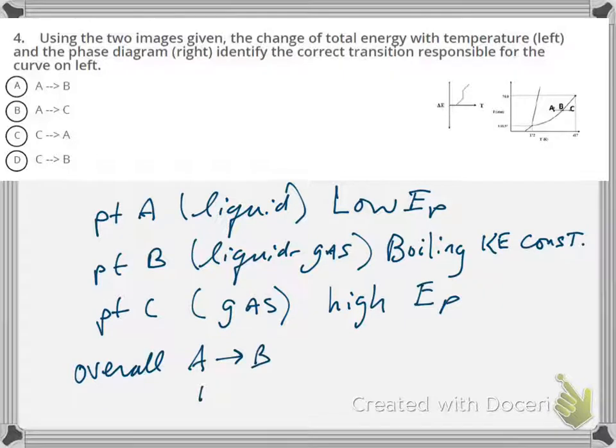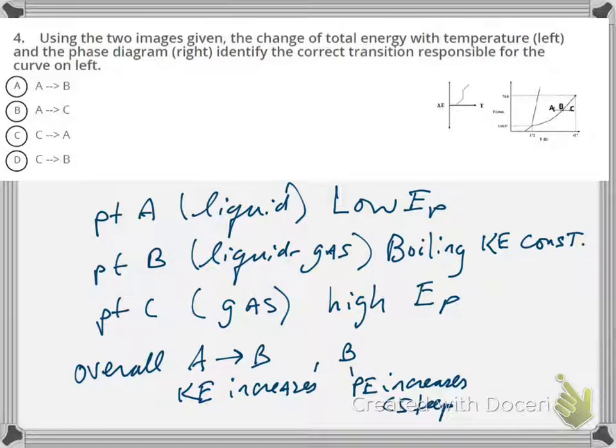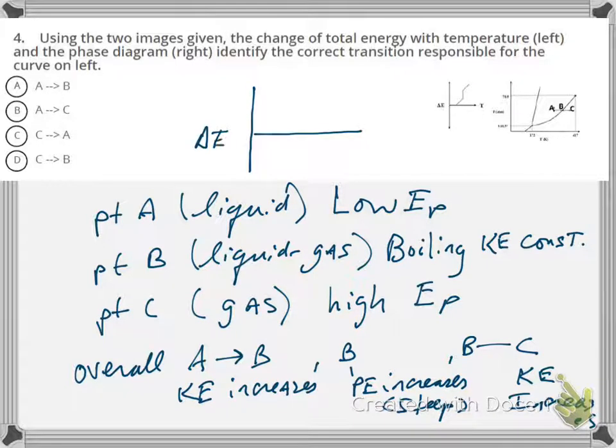So overall, A to B is kinetic energy is increasing. At point B, potential energy increases as we separate the liquid particles at low potential energy to gas particles at high potential energy. And then going B to C, we're just slowly heating the gas, changing the temperature, and so kinetic energy increases. And so on this curve that we're looking at, we just need to identify these pieces.